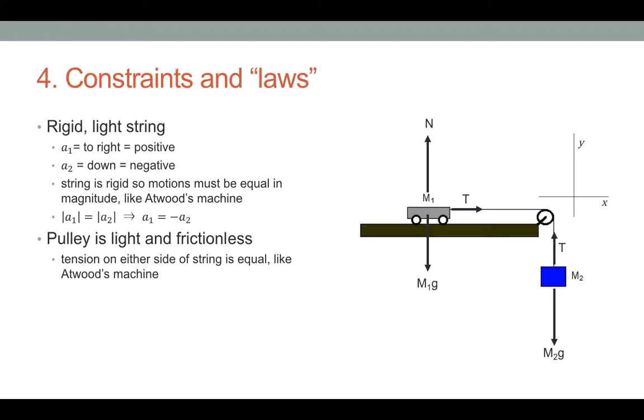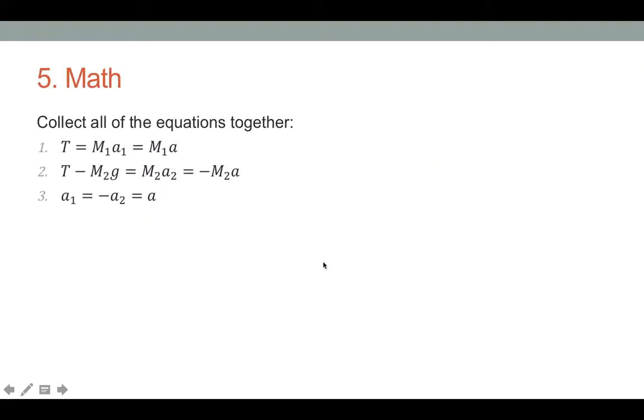Now that we have identified all of our equations, let's collect them all together. So we have the tension equals m1, and I'm just going to call the acceleration a1 to be A. And tension minus m2g equals minus m2a. And that gives me two equations and two unknowns. So what I want you to do is take a moment and in your notes solve those two equations for the acceleration A and the tension T.